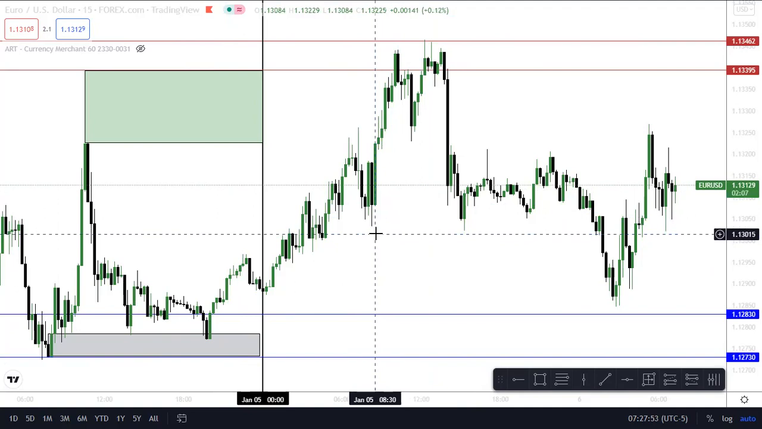Projections is what I use to frame all my targets. For confluence, as an ICT student, I will overlap ICT concepts with projections. And that gives me a whole lot of confidence in my setups. Because if I understand that order blocks are really powerful for trade entries, and I get a deviation that aligns with an order block, and price comes back to that order block at a time of the day where my trade plan allows it, then I'm golden.